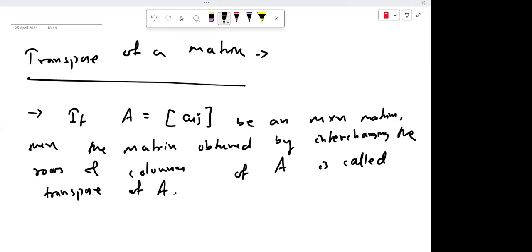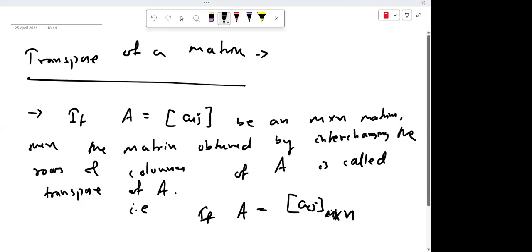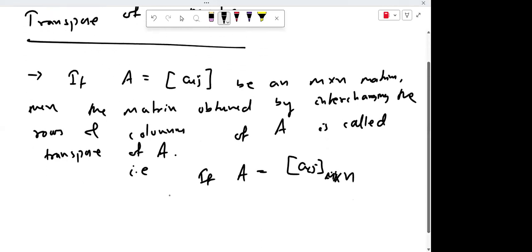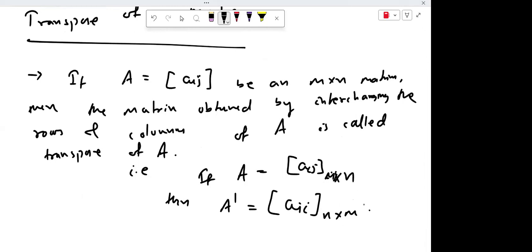That is, if A equals Aij, m cross n, then A transpose equals Aji, n cross m. You just interchange the rows and columns. Write it down. I'll give you an example.